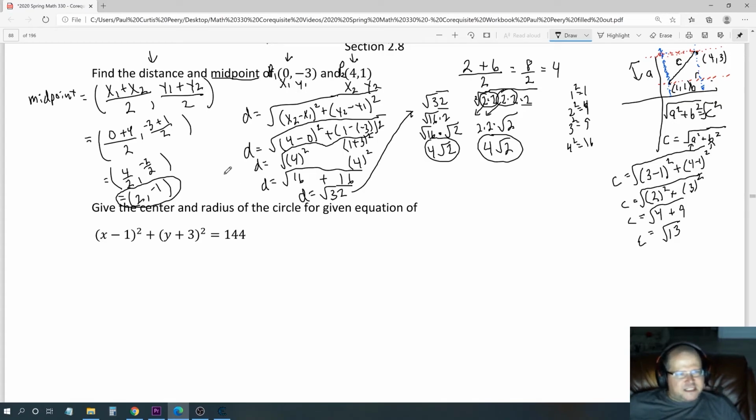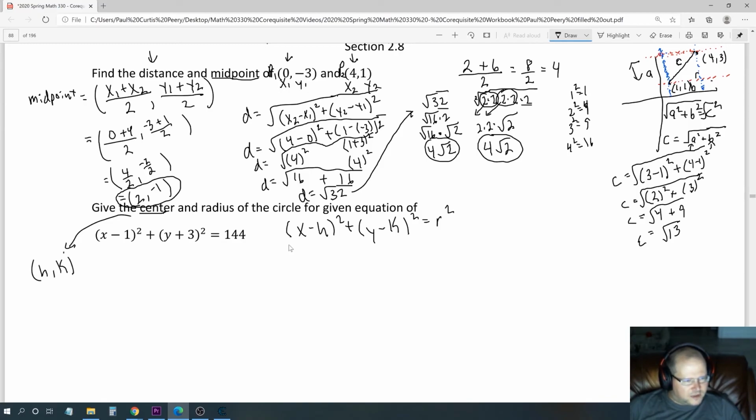Okay, so give the center and radius of the circle for the given equation (x minus 1) squared plus (y plus 3) squared equals 144. General equation of a circle that we're going to be dealing with now is going to be something like (x minus h) squared plus (y minus k) squared is equal to r squared, where the center, where's the center? The center given this pattern is going to be something like (h, k). And that'll make sense hopefully in a second. That's the center.